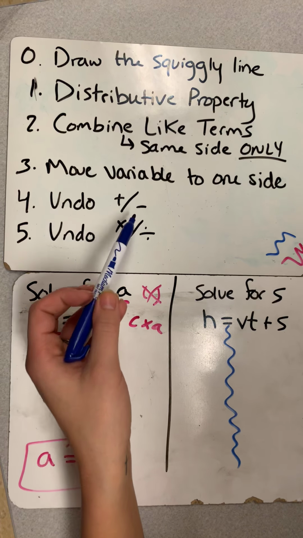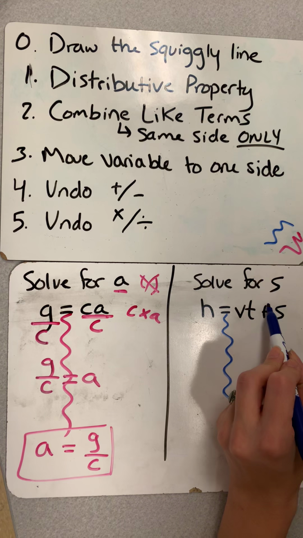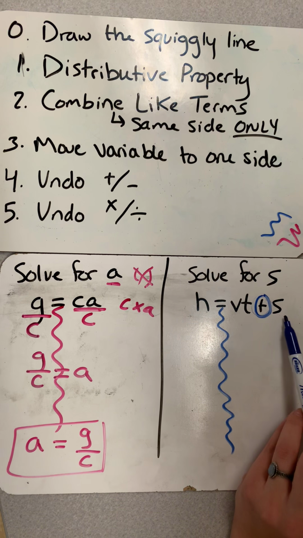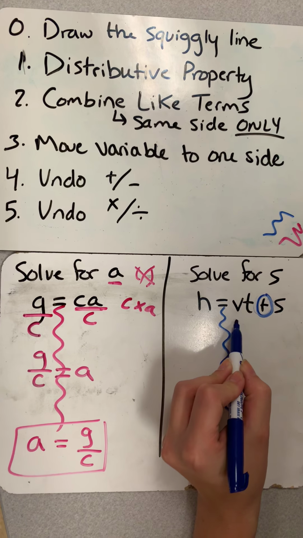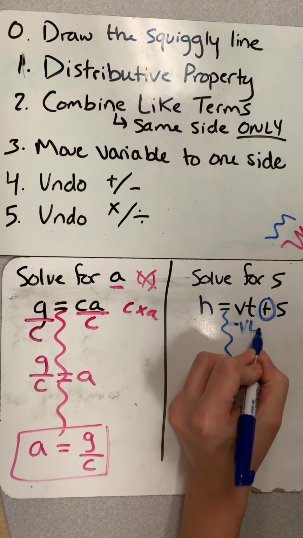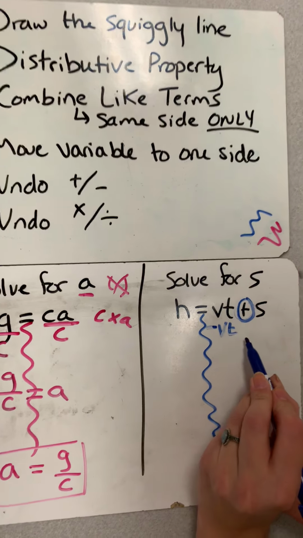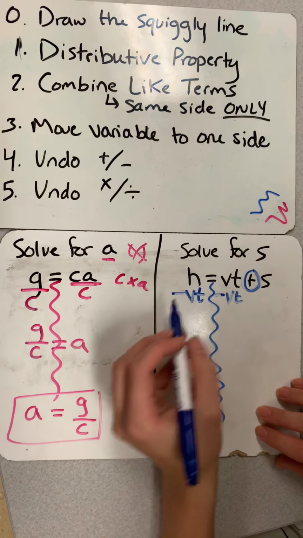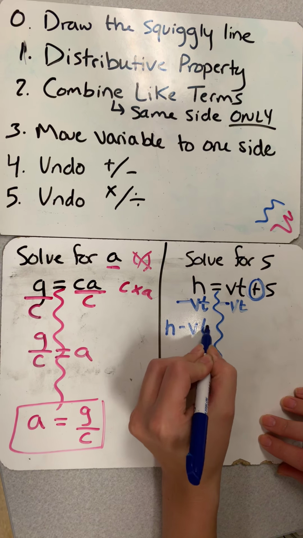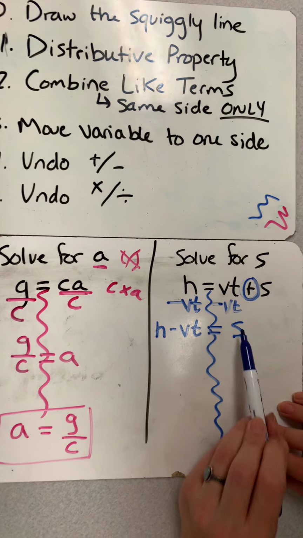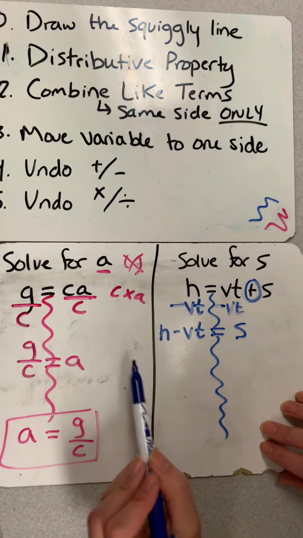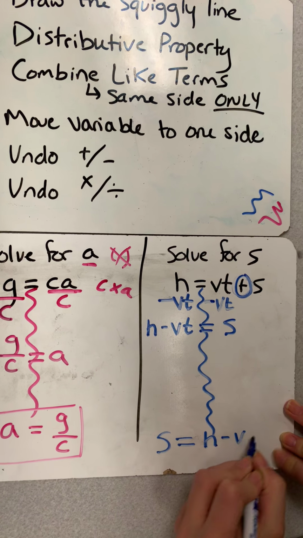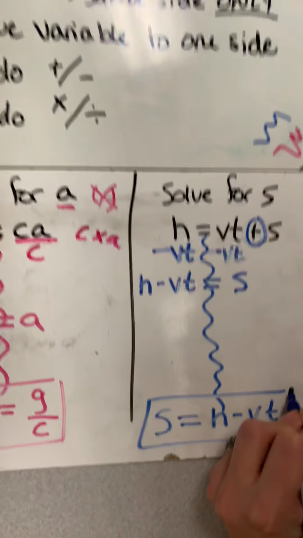Undo addition or subtraction. So I do see addition here, saying plus T, and I want to undo it. However, I want to keep this S on this side, so I'm actually going to subtract this V times T. And whatever I do to one side, I'm going to do to the other side, so I'm going to also subtract VT over here. And so what I'm left with is H minus VT equals S. And again, just to clean it up, I want to put the thing that I'm solving for on the left-hand side. So my answer is going to be S equals H minus VT. And that becomes my solution.